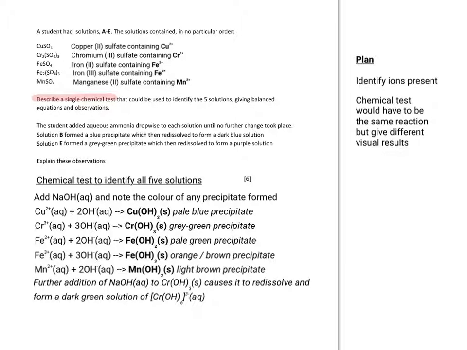It's worth also pointing out that in the case of chromium(III) hydroxide, the grey-green precipitate will redissolve if you add more NaOH, and it will redissolve to create [Cr(OH)6]3-, which is a dark green solution. So again, we need to move the page down a little bit because we need to answer the second part, which is what happens when the student adds aqueous ammonia. So shifting it down once more.